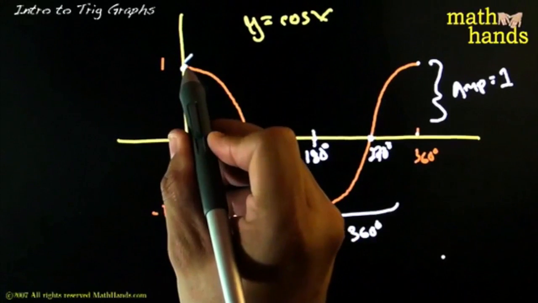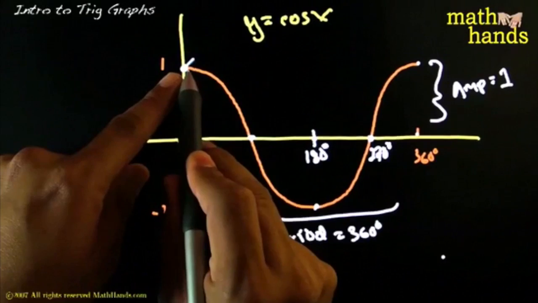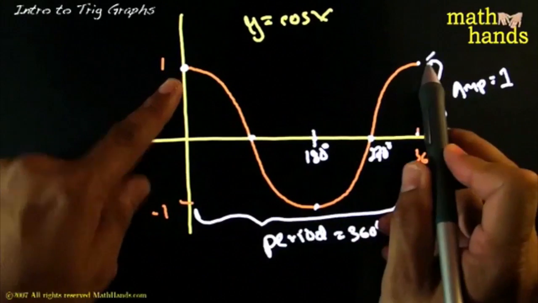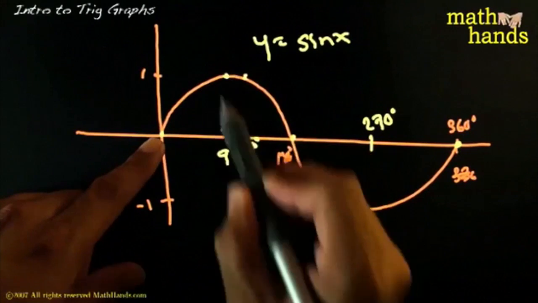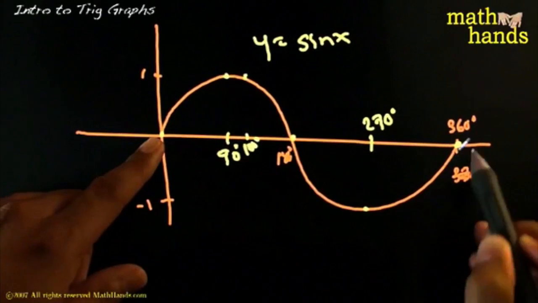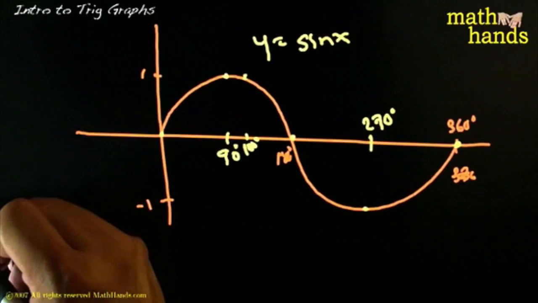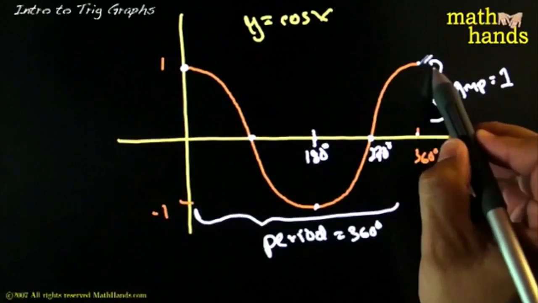Starts off at 1. You see the difference? This one starts off at 1, goes down, dips in the middle, and goes back up. The other one starts off at 0, starts climbing at 90 degrees. It reaches the maximum, which is 1. By the way, from far away, they both look the same.